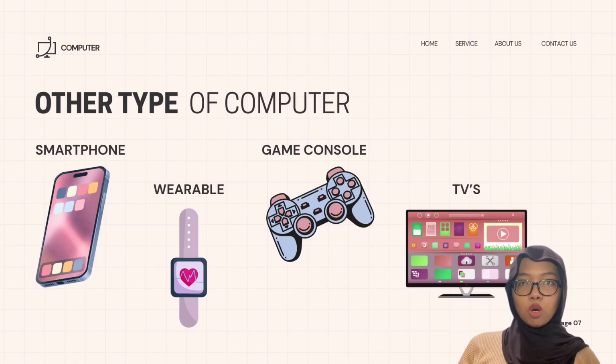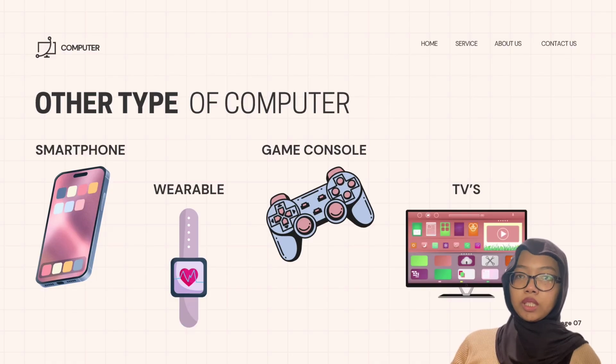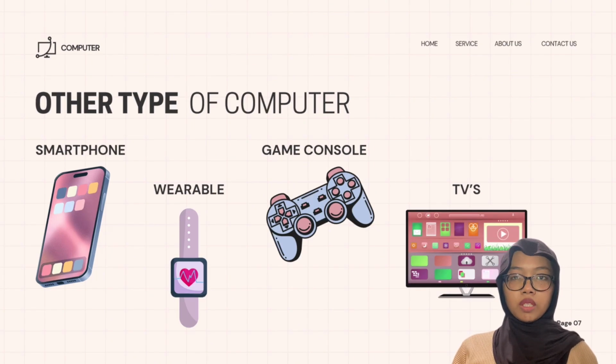Next is a game console. A game console is a specialized type of computer that is used for playing video games on your TV. Last but not least is a TVs. Many TV now including applications or apps that let you access various types of online content. For example, you can stream video from the internet directly on your TV.